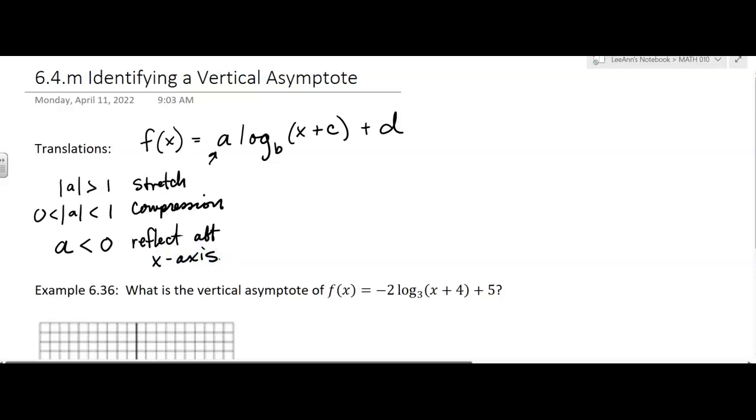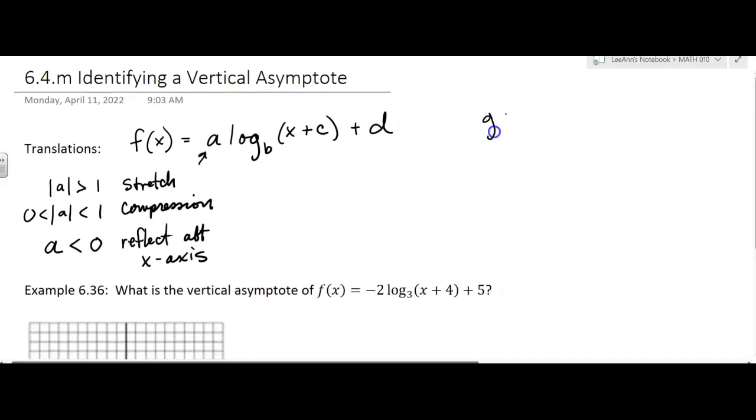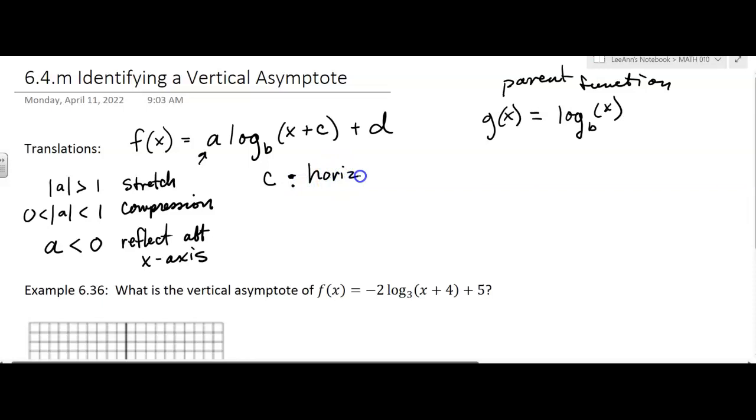We assume the parent function, g of x, is the parent function. And that would just be log base b of x. So that's how you would get the parent function. C is going to tell you a horizontal shift. Let me make it a colon. Horizontal shift.